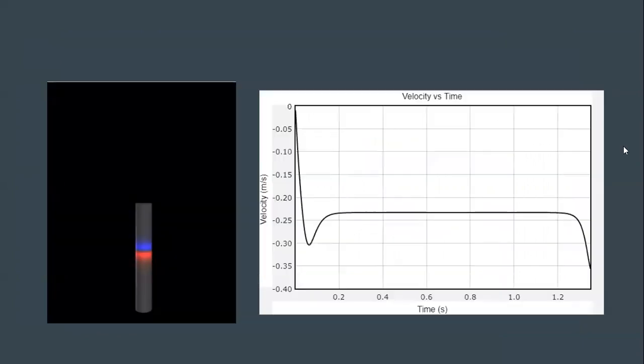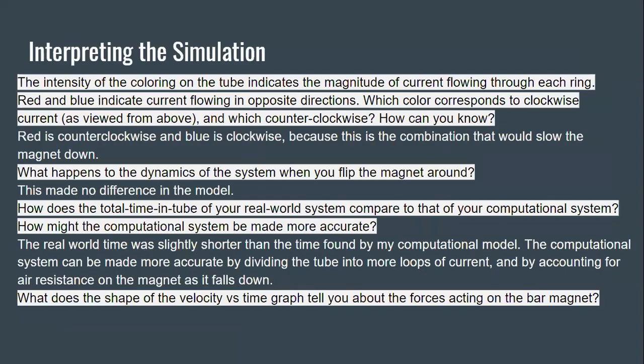So here was the result. We can see the magnetic fields that were produced on the left, the blue and red, and as the magnet fell through the loop, they moved down with it. And then we also have a velocity versus time graph that was produced from our GlowScript model.